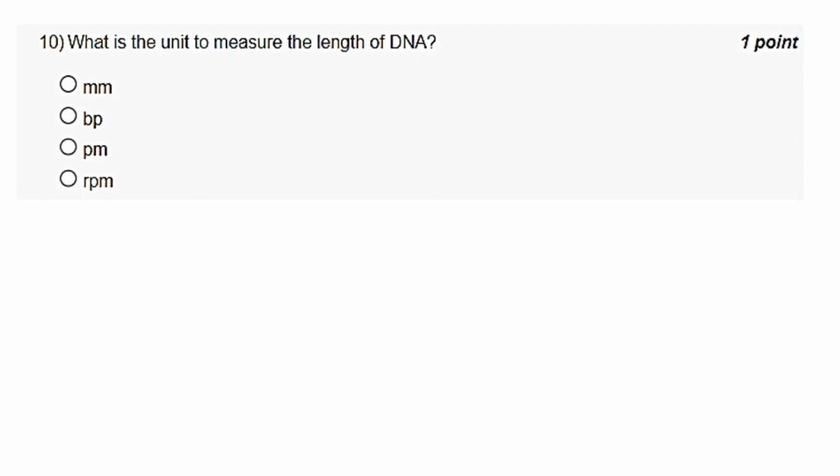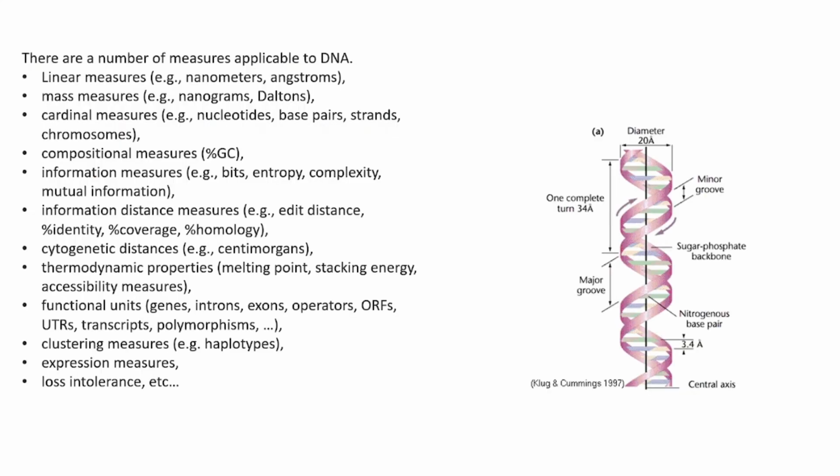What is the unit to measure the length of DNA? Anybody? Base pair. Yes, RPM is obviously revolutions per minute, so it's something that we use while doing centrifugations. So it's BP, base pair. There are a lot of units that we use to measure the length of DNA.